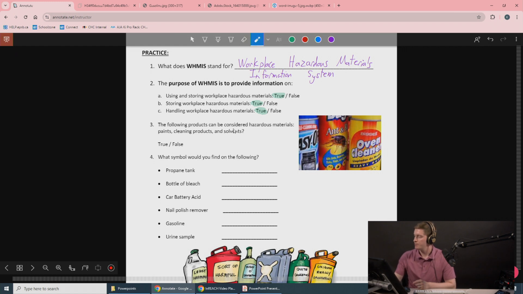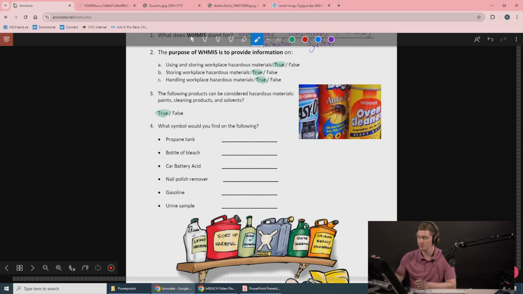The following materials can be considered hazardous materials: paints, cleaning products, and solvents. Absolutely. These will all have WHMIS symbols associated with them. This word solvents, we'll come back to it, but a solvent is something that dissolves something else, and depending on what this chemical is, it could be pretty deadly. It could dissolve a lot of things. Some symbols you might find on the following. There's more than one right answer here. A propane tank, it's a fuel source, definitely flammable. Often stored as a compressed gas.